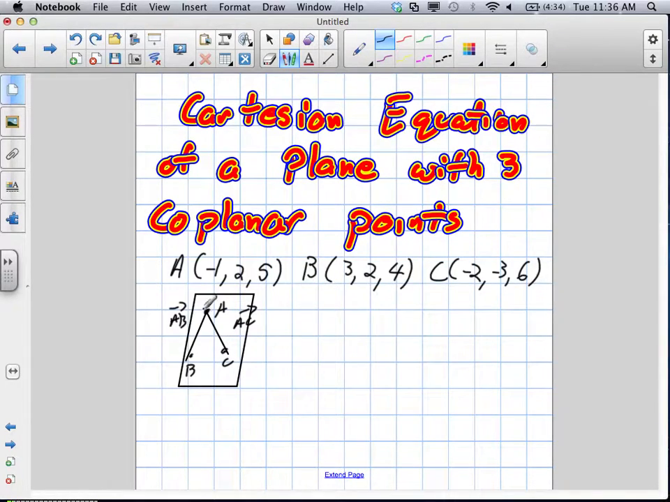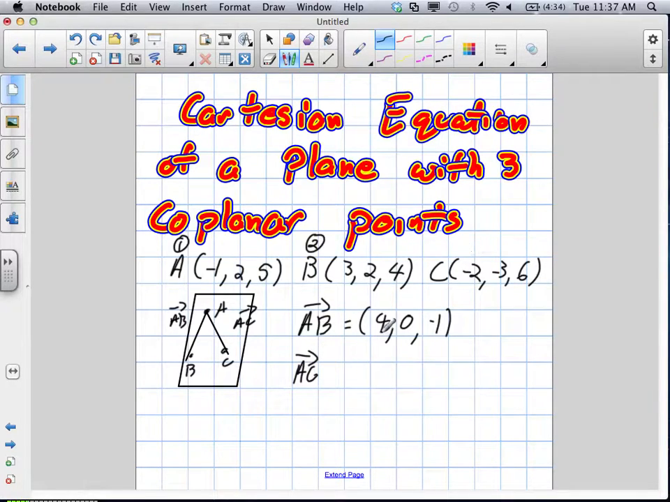So, first, I need point A and B. So, vector AB, point 2 minus point 1. Let's do this very quickly. 3 subtract negative 1 is 4. 2 subtract 2 is 0. 4 subtract 5 is negative 1.